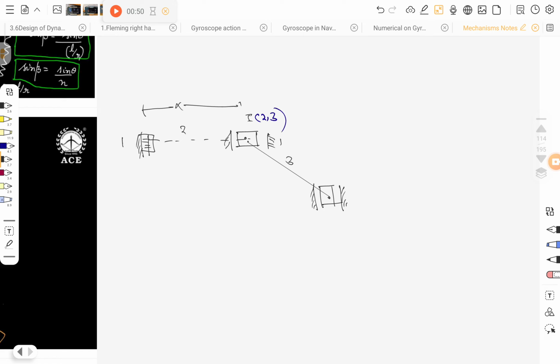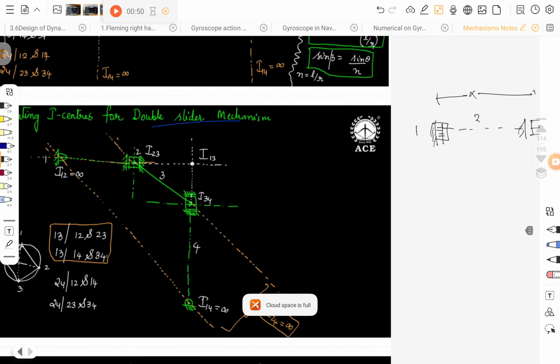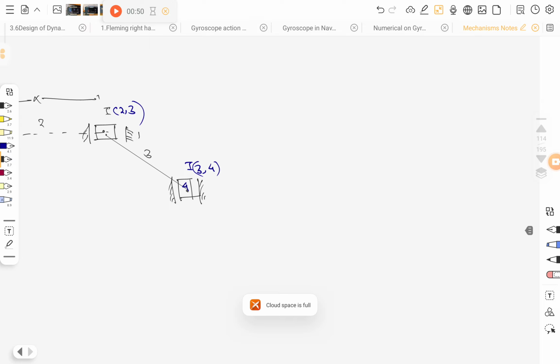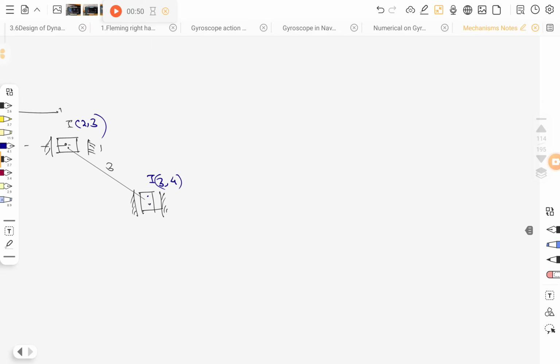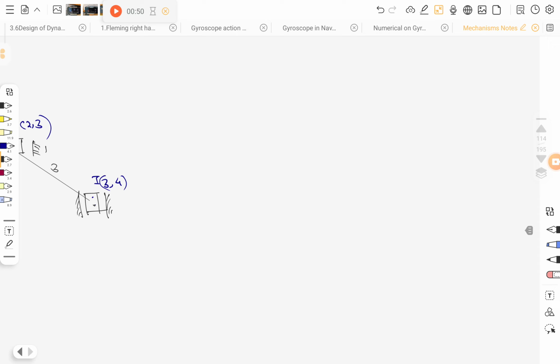2, 3 and 4. This is 4. 3, 4. This is not 4. 4 is the length. As I 3, 4 is coming, let's go, like this theorem. 1, 2, 3, 4. So this is not right. 3, 4.